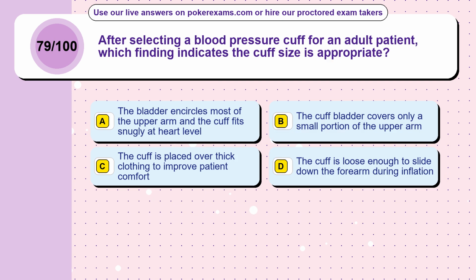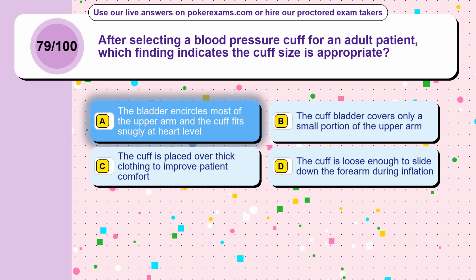Question 79. After selecting a blood pressure cuff for an adult patient, which finding indicates the cuff size is appropriate? Option A. The bladder encircles most of the upper arm and the cuff fits snugly at heart level. Option B. The cuff bladder covers only a small portion of the upper arm. Option C. The cuff is placed over thick clothing to improve patient comfort. Option D. The cuff is loose enough to slide down the forearm during inflation.